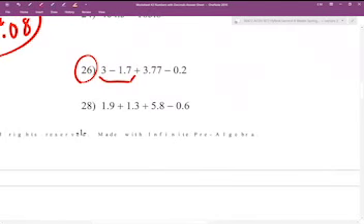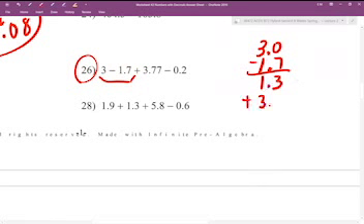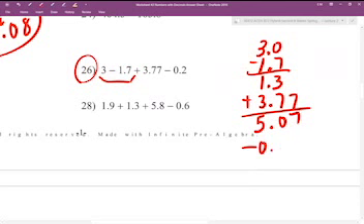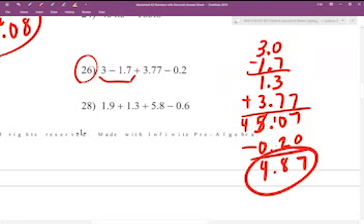So 3 minus 1.7, have to add a decimal and a 0, and that's going to give me 1.3. And then I'm going to add the 3.77, line up the decimals, and I get 5.07. And then subtract the 0.2. 7 comes down because 7 minus 0 is 7. 0 minus 2 can't do, so borrow, and we get 4.87.